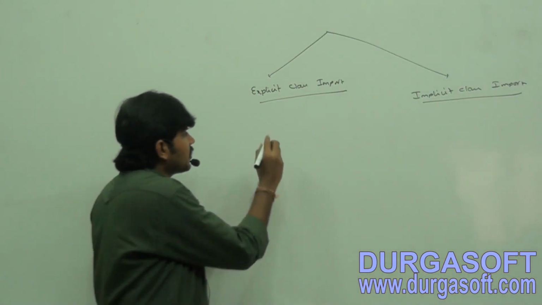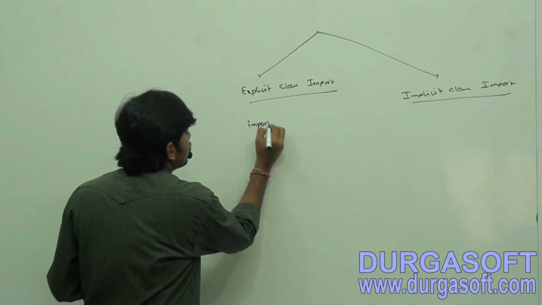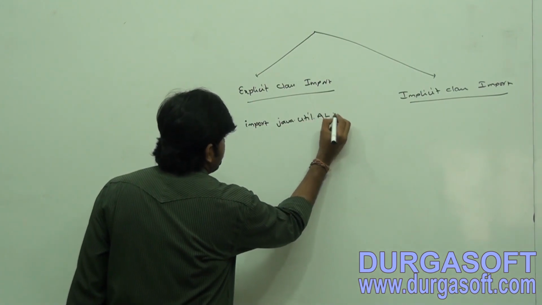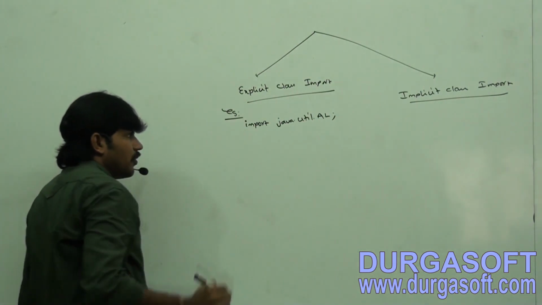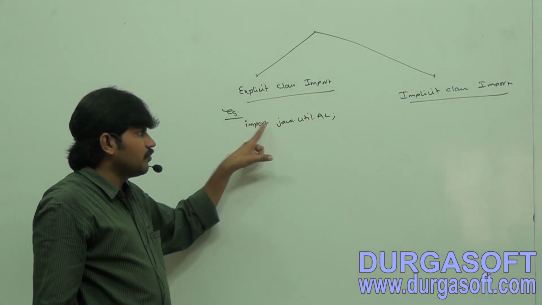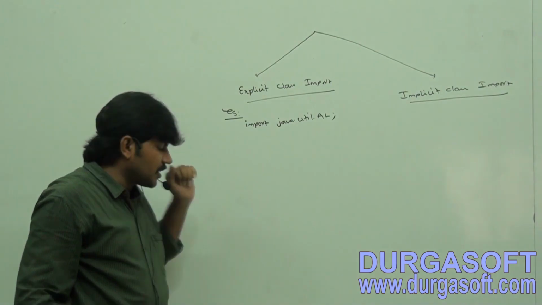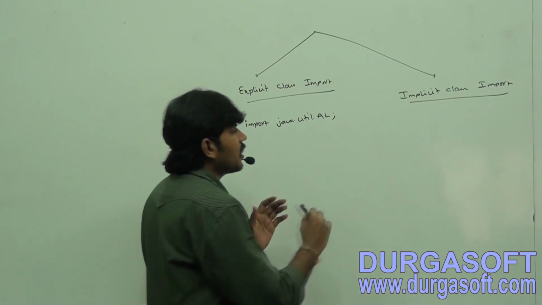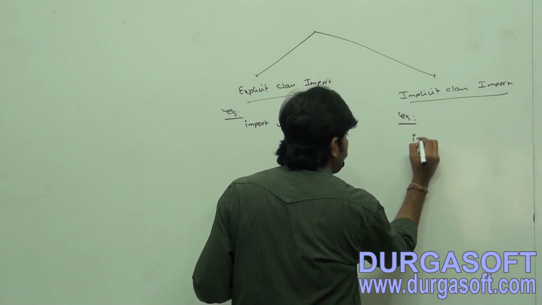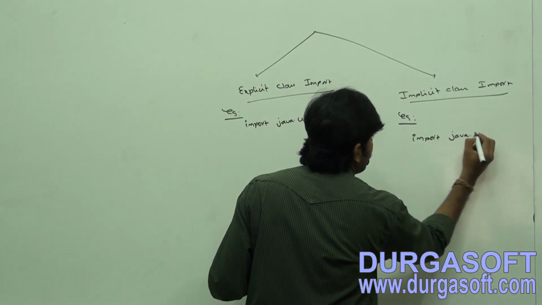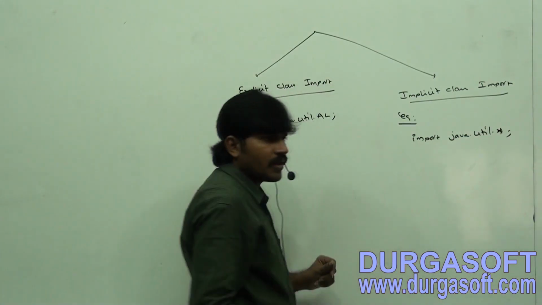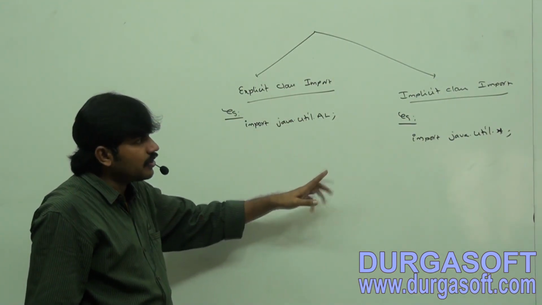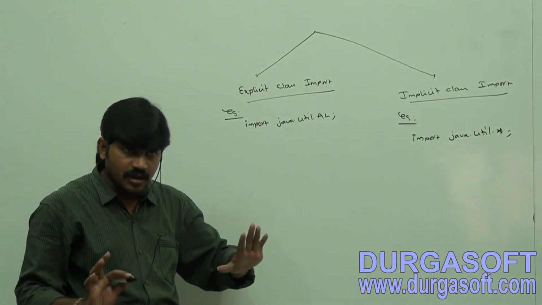The example for explicit class import is import java.util.ArrayList. If you import a particular class, ArrayList, that is explicit. And if you import all classes present in util, that is the implicit import: import java.util.*. Are you getting it? There are two types of import statements. The first one is explicit class import, the second one is implicit class import, right? Are you able to understand?